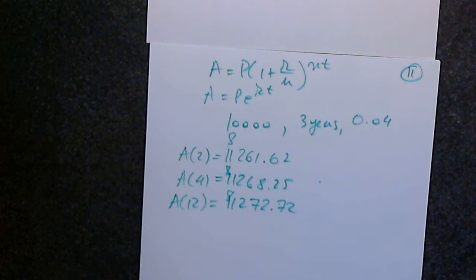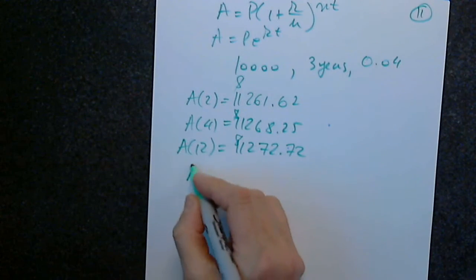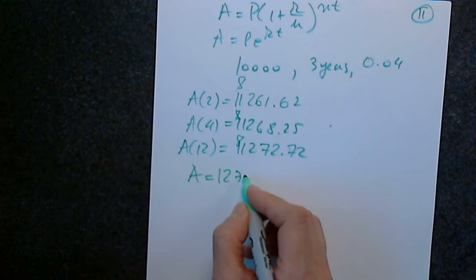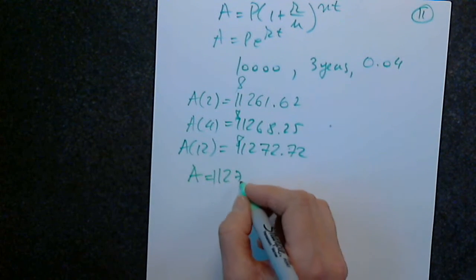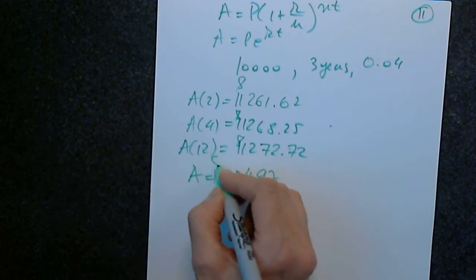Now we are asked to also do it continuously, and then I have only one situation, so I'm not going to create a function for that. I'm just going to write 10,000 and E, and in parentheses, 0.04 multiplied by time, which is 3. There is no n in continuously. And then we get 11,274.97.